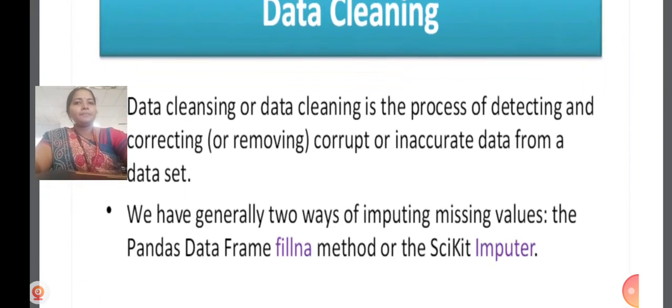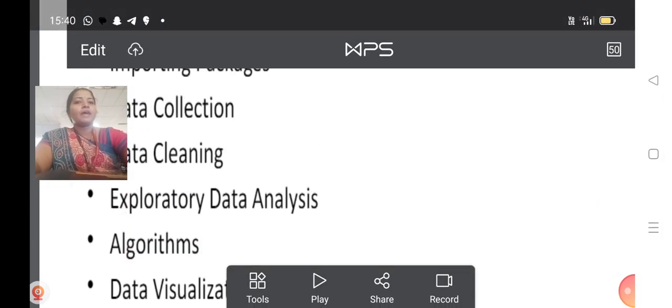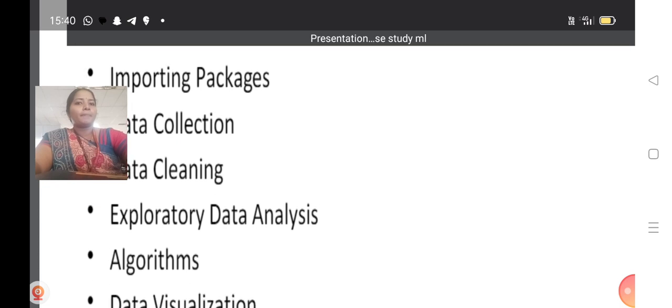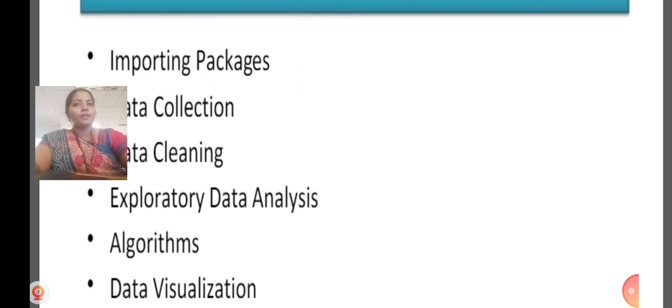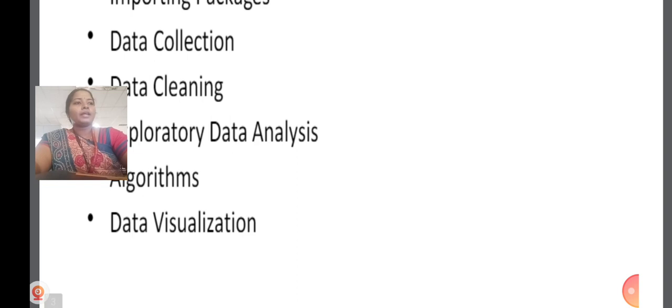First, importing the packages means we have to import all the packages we need for detecting whether a kidney disease is present or not. After that, collecting the data should be done. Collection of data means we have to analyze the requirements. What are the basic data we have to collect from the patient side? Those are called data collection.